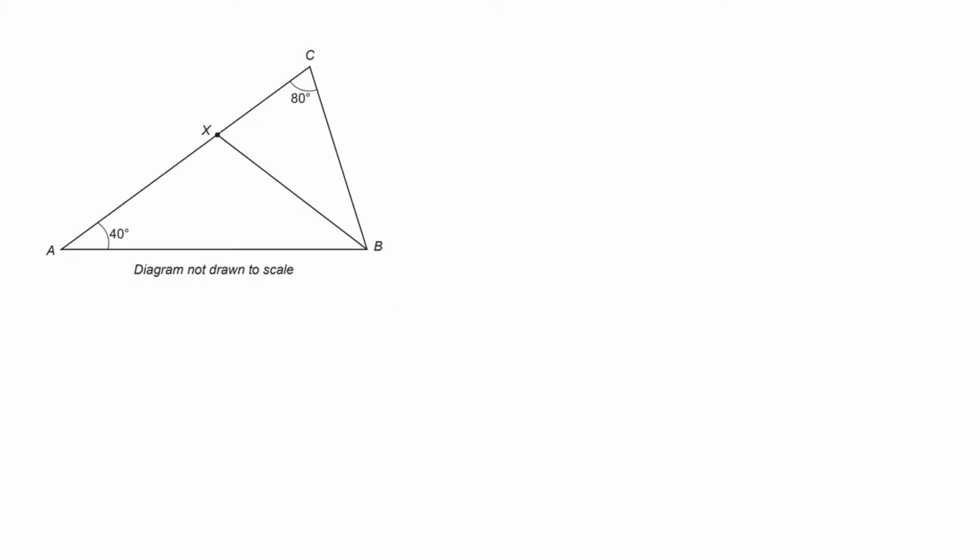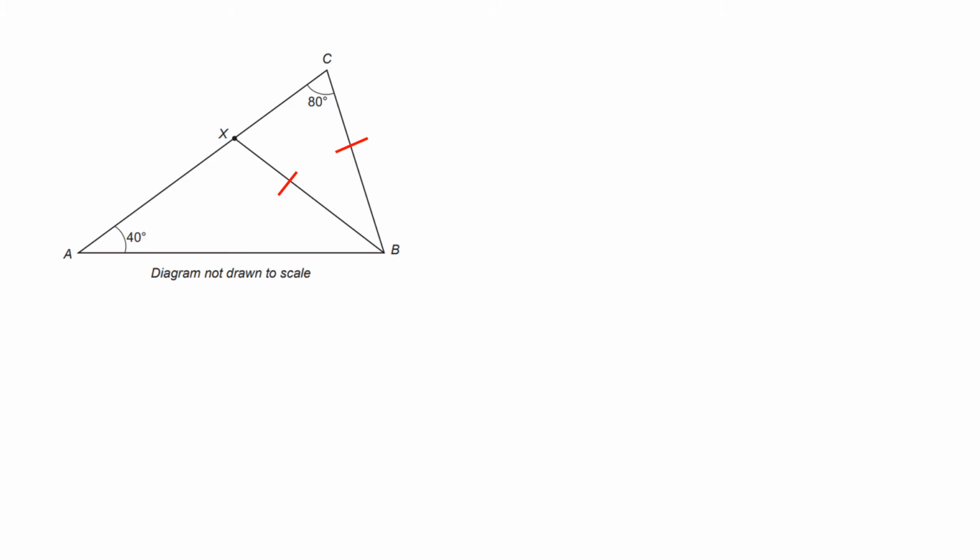Now, with this one, we were told within the text that BX equals BC. So I can mark those two, and that is important because once I've marked those, what does that tell me about the triangle BCX? And that's what we need to be considering.